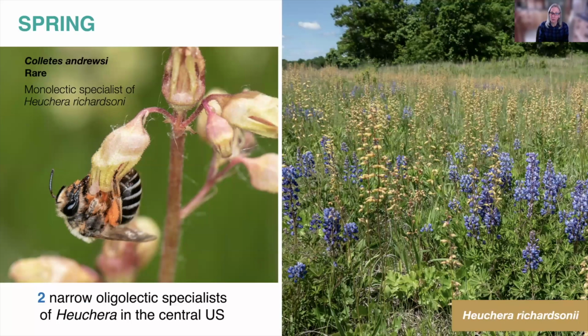Moving into later spring, so we're getting into early June, feeling almost summer-like. This is a fairly rare specialist of heuchera, and in the Midwestern heuchera species, Heuchera richardsonii, typically grows in dry prairies or savannas. And there are two specialists in the genus Calliopsis, one pictured here and a second that is nearly identical in appearance, that occurs just east of Minnesota, so Wisconsin eastward, and that is the Calliopsis aestivalis. And they both specialize on heuchera pollen.